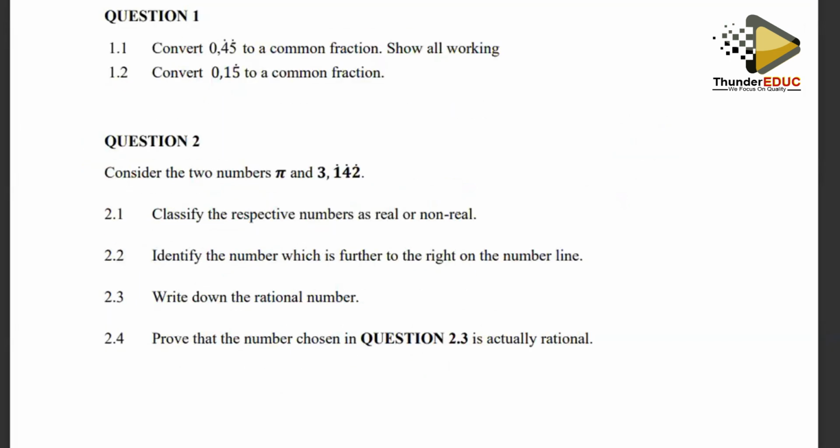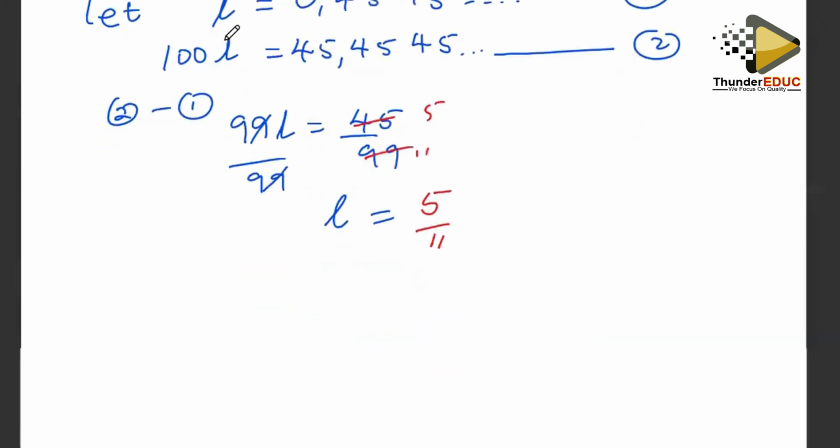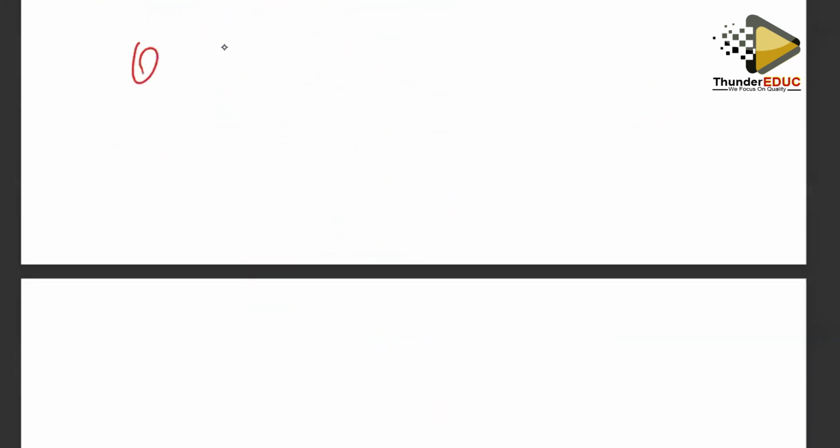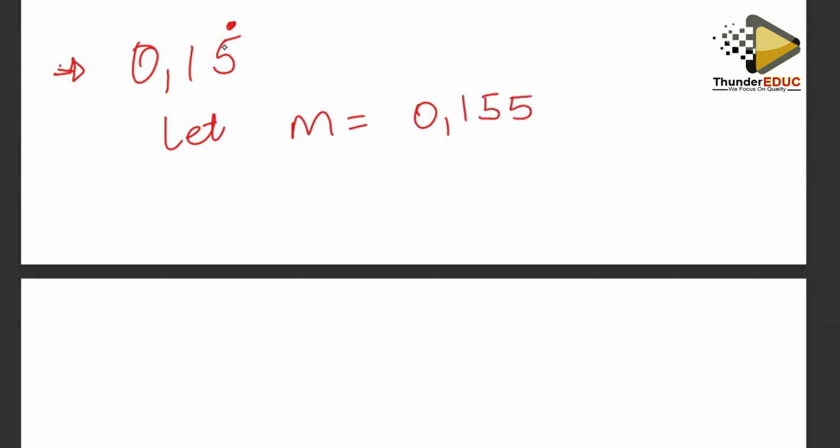All right, next we have 0.1, 5 with a dot. Okay, let's see. 0.1, 5 with a dot. Okay, so it simply means that it's only the 5 that is recurring. So now the approach to this will be different. Okay, so I'll start by saying let maybe M be equivalent to 0.155. Yeah, it's fine. Let me have 3 numbers after the comma continuously. I'll call this equation 1.